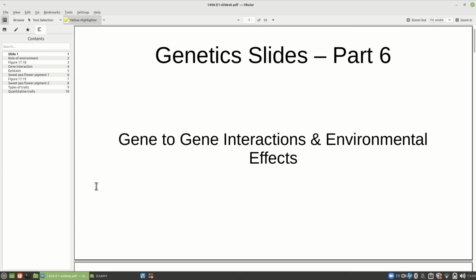Right, we're on to part 6 of our chapter 17 genetic slides. Now, some genes interact with others, plus there are environmental effects, and I will talk more about environmental effects when we talk about epigenetics later on.